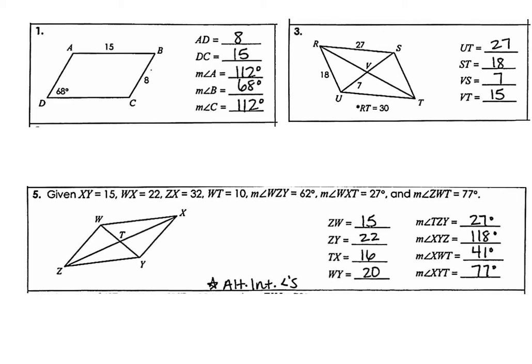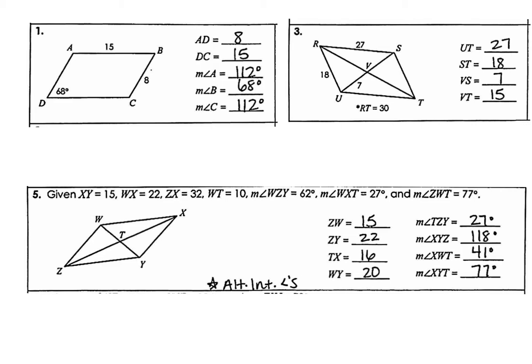They've given you some information. I would suggest you write it where it goes so that you can see it, just like the visual help above when you have it. But these are your answers. ZW was 15 because they gave you XY. ZY was 22 because they gave you WX. TX was 16 because they gave you all the way to ZX. You should have just cut it in half. WY was 20 because they gave you half, and you could have doubled it to get that one.